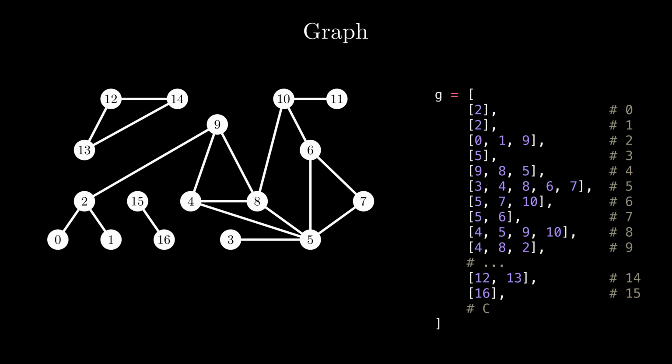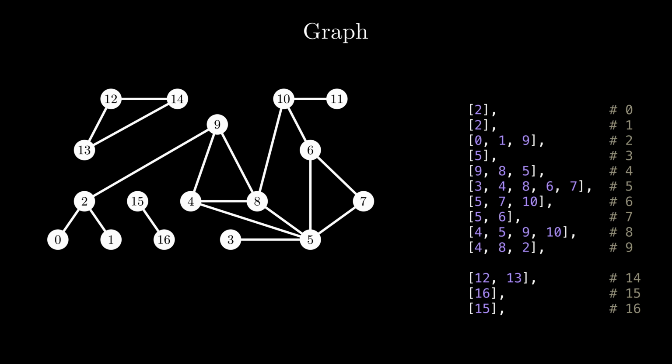Notice when two nodes are connected, we have their numbers in both lists. This indicates that we can reach from node A to node B and vice versa. Try to pause the video and think how we would store the lists if the graph was directed and we could only move from node A to node B, but not in the opposite direction.